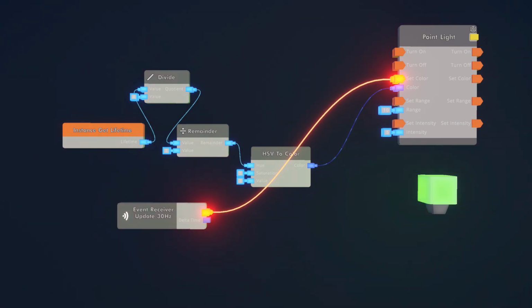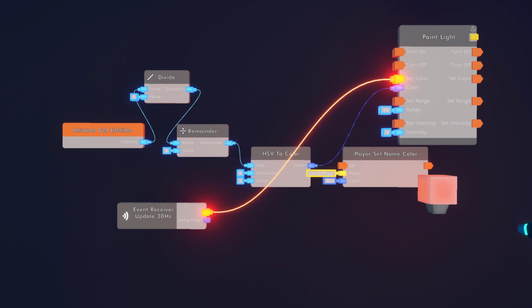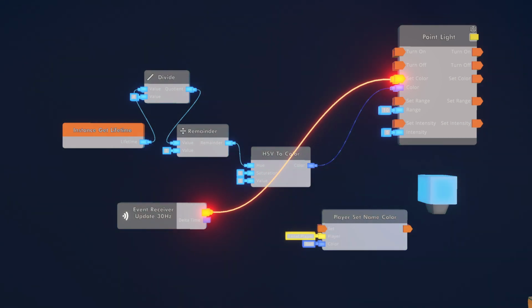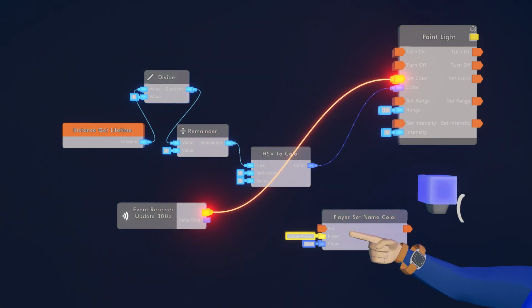Cool, but we don't actually want to use a light. We want to set it to players' names. So let's take out the set name tag color chip, player set name color. Let me pull this out here. And so this takes a player port and a color and an exec.